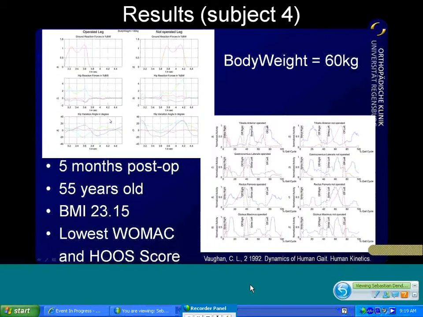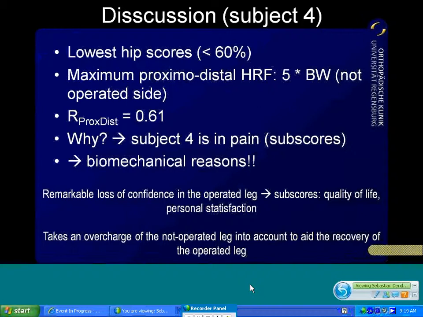So, again, we picked subject 4 to analyze because it had the lowest hip scores, it stayed below 60%. The maximum proximal distal hip reaction force is actually 5 times body weight on the non-operated side, and the ratio of hip reaction forces in the proximal distal direction is 0.6. So, why does there appear such a big hip reaction force?